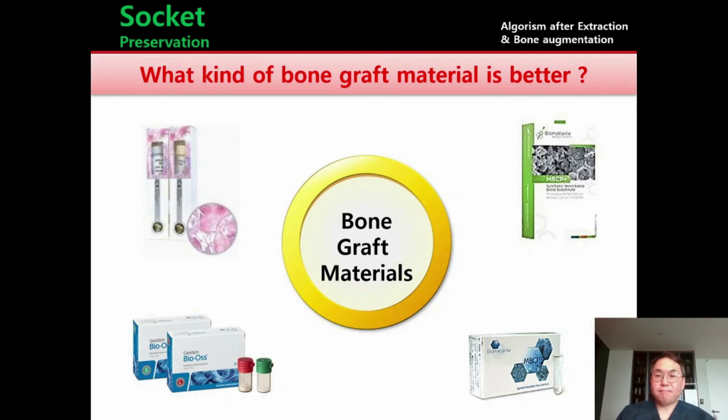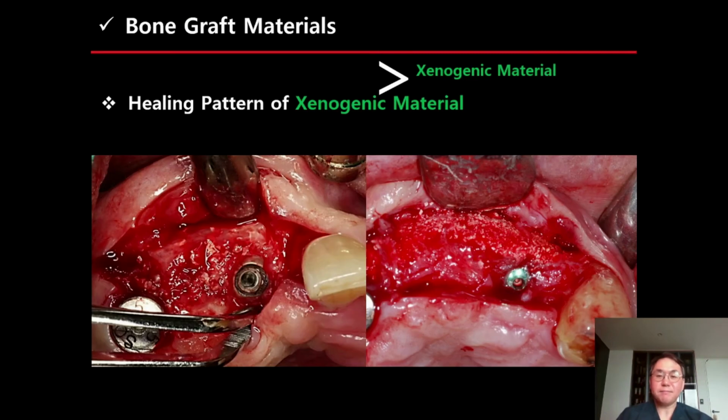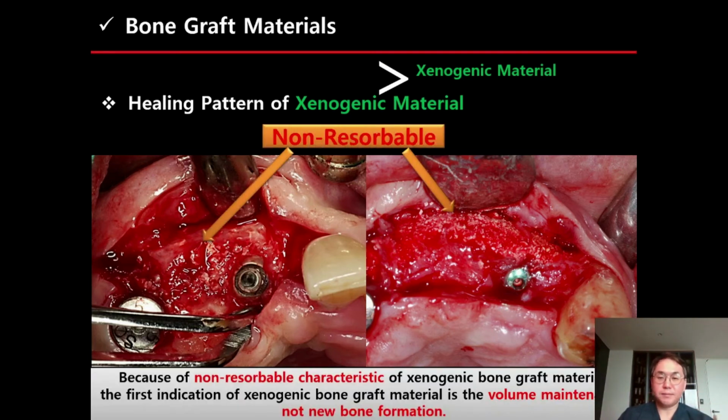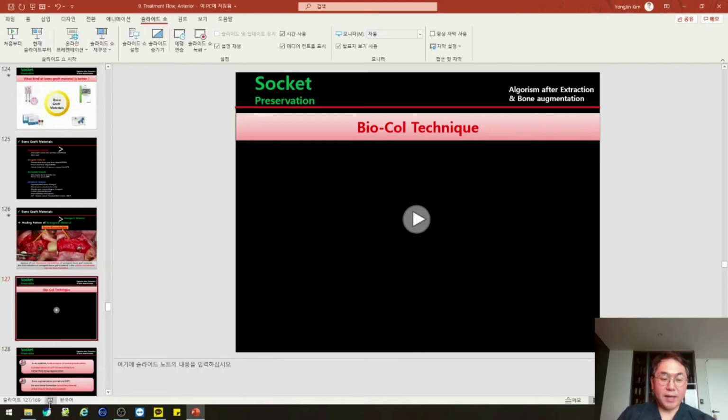But BIOS, how about BIOS? Xenogenic bone. The main characteristic of this xenogenic bone is non-resorbable. So because of this non-resorbable characteristic, xenogenic bone graft material should be a first choice in socket preservation, because the main purpose of anterior socket preservation is to maintain the volume, as we talked in the previous session. So I will show you the BioCore technique.